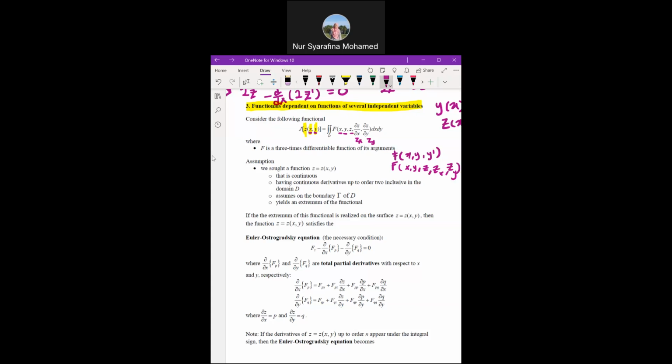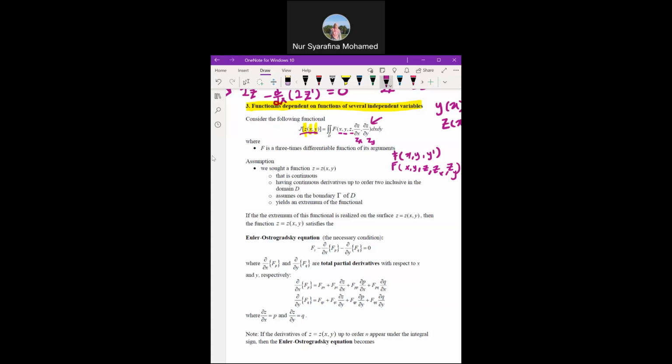If we have up until nth order, then it depends on the Euler-Poisson. Right now, just focus on the regular one. So we just focus on the number of independent variables. This is the functional consisting of two variables, and the function given involves the variable itself and the derivatives of z with respect to the independent variables, which we call partial derivatives. We differentiate partially according to x and y.